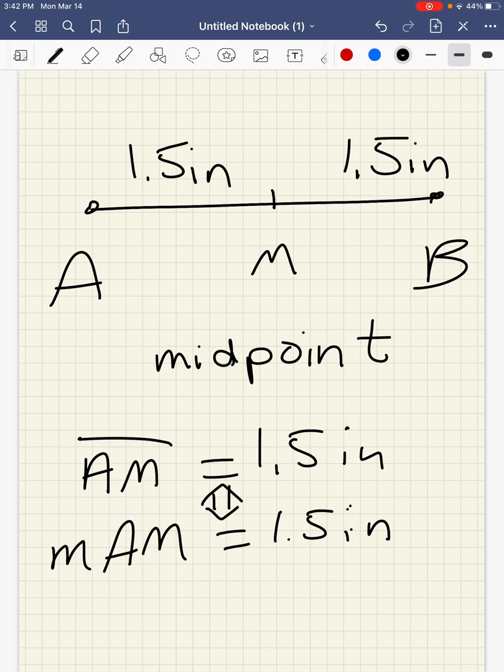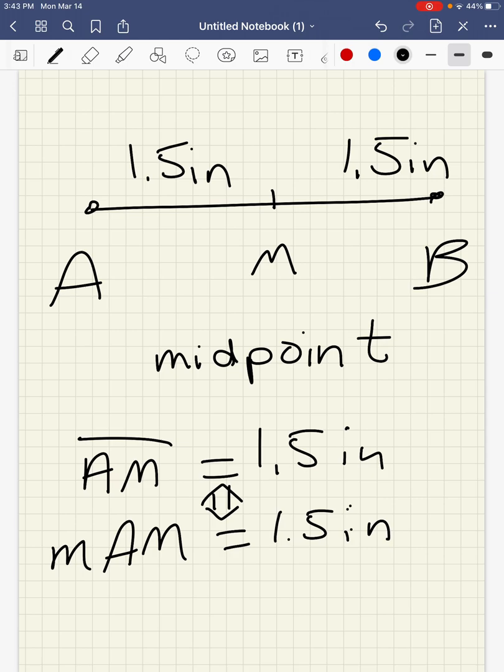Okay, so if you put the bar on the top, you don't need the measure in front. And if you don't put the bar on the top, then you need to write the measure of AM is equal to 1.5 inches or whatever the amount is. All right, now we talk about congruence.